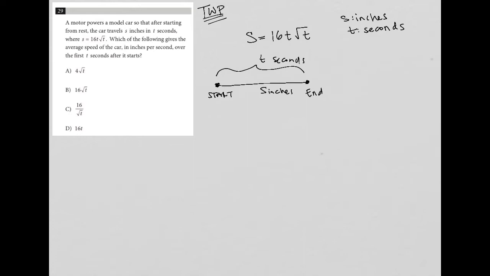Okay. Which of the following gives the average speed of the car in inches per second over the first t seconds after it starts? So inches per second over the first t seconds. So couple things. We're told that we want the unit inches per second. And we know that s is in inches and t is for seconds. And we also know that s is equal to 16t root t.